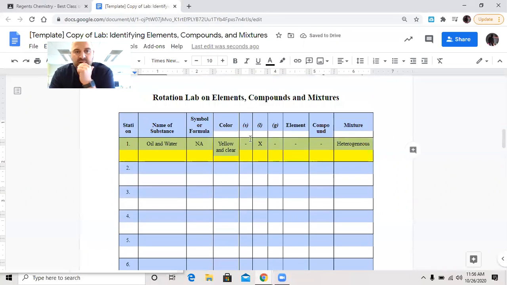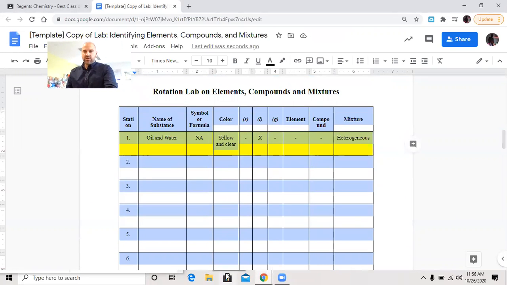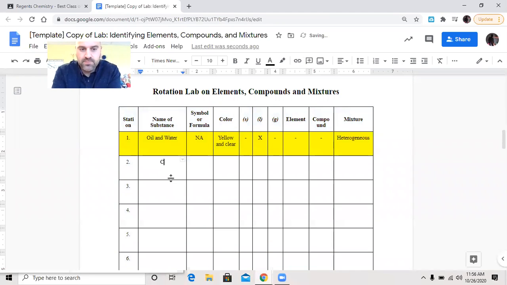Okay, next up, on to station number 2. At station number 2, we have this substance right here. It's a pretty thin sheet of foil, but it's not aluminum foil, which you're probably thinking of. This one is going to be copper foil. Station 2, copper foil. So the name of the substance is copper foil.